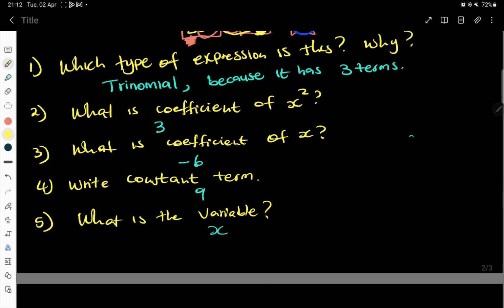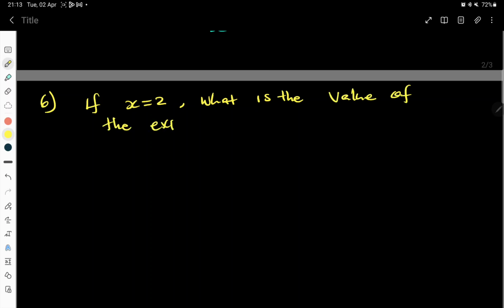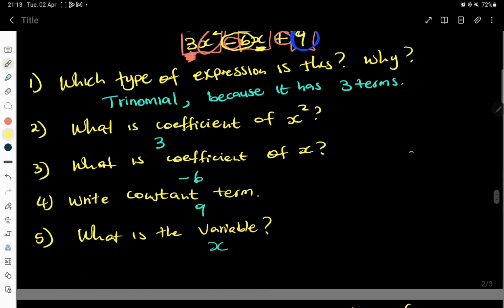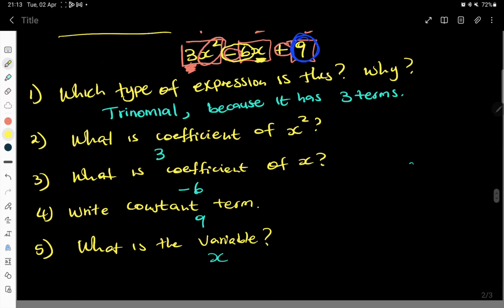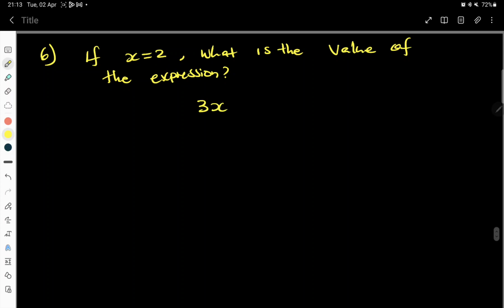Then the last question that they will ask you is, if x is equal to 2, what is the value of the expression? So step number 1, you write that expression as it is. Very, very important. So you're going to write 3x squared minus 6x plus 9.